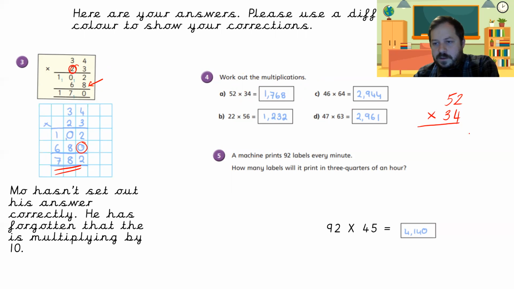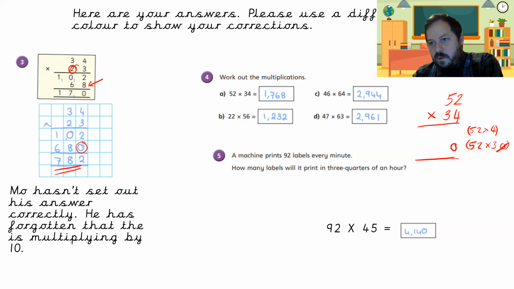And then, so the first thing we do is 52 times 4, and then we're doing 52 times 30. Before I go any further, the first thing I'm going to do is just put that 0 in there so I know that I've done that bit. And that just makes my life easier. A little bit of a cheat, but it's a nice little way to remember that that needs to be there.